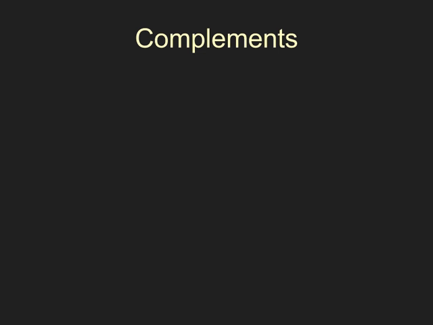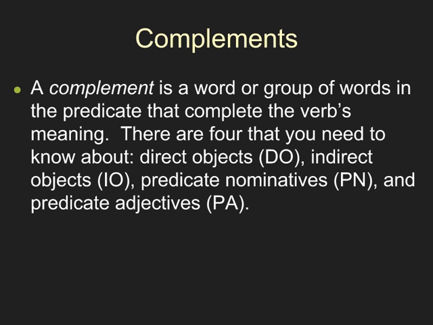Then we get into the question of complements. And this complement is with an E, not with an I. Complement with an E means something that goes with something else, right? And what is a complement when we're talking about grammar? It is a word or group of words in the predicate that complete the verb's meaning, okay? There are four that you need to know about. There are direct objects, indirect objects, predicate nominatives, and predicate adjectives. Now, you can jot this down quickly if you'd like, but we will also see examples of these four types of complements in the next couple of slides.